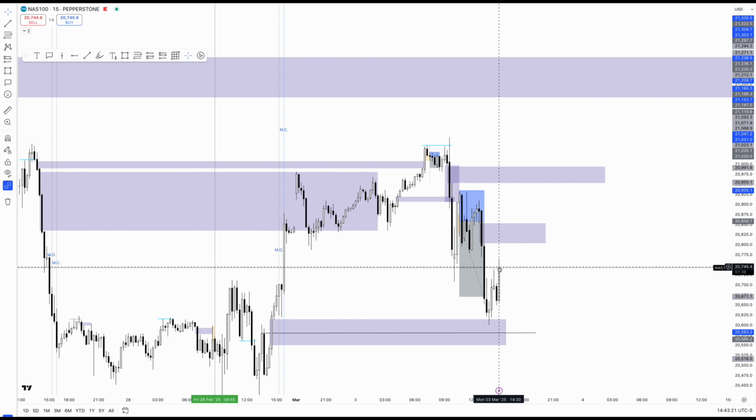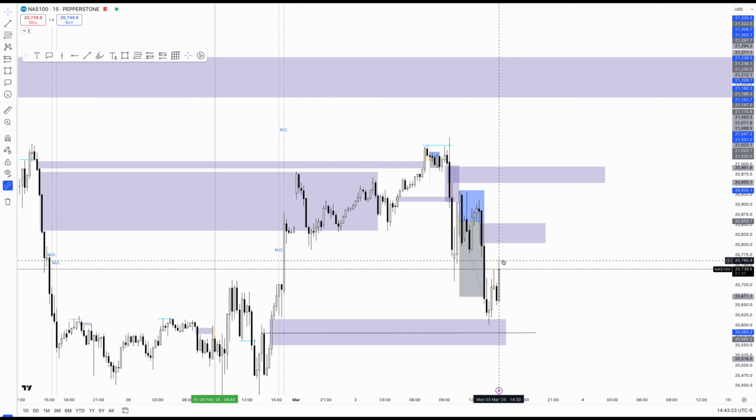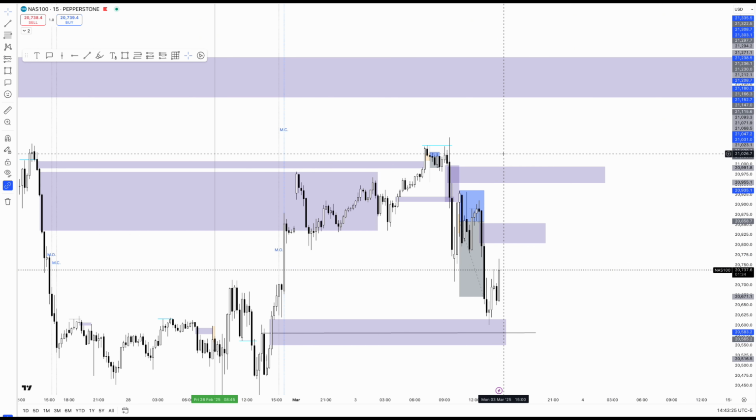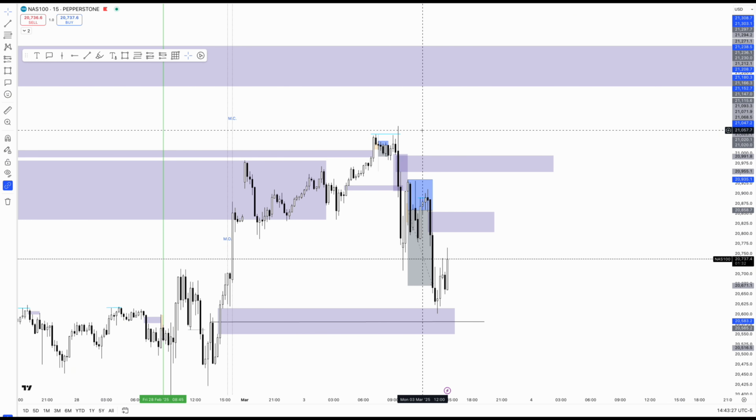We can see it's pushing up here some more. So maybe I could have just held a runner. But it's all good. I secured profit on 3 trades today. So on to the next trade.